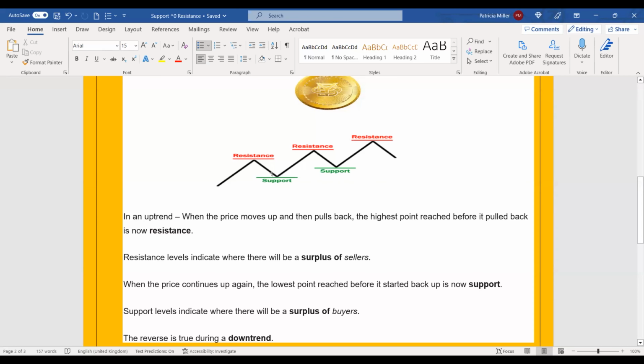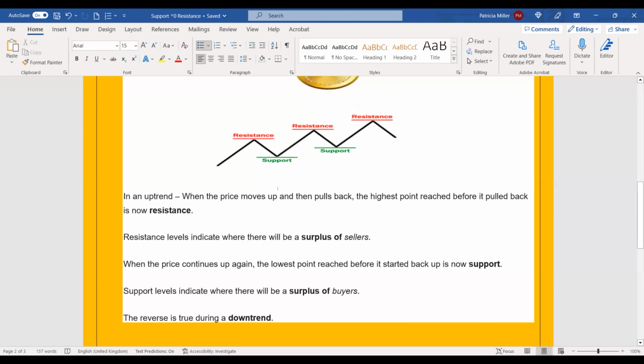When price pulls back to these low points, this is your support area. And this is where you're going to find a lot of buyers, right? So if you're in an uptrend, on the higher highs you will find your sellers. Those are your resistance areas. Your pullbacks will be your support, where you'll find your buyers. And the reverse is true if you're in a downtrend. On your lower lows, you'll find your buyers. On the lower highs, you're going to find your resistance, your sellers. So you have to understand where you are in the market, the trend you're in, so you will be better able to identify these areas.